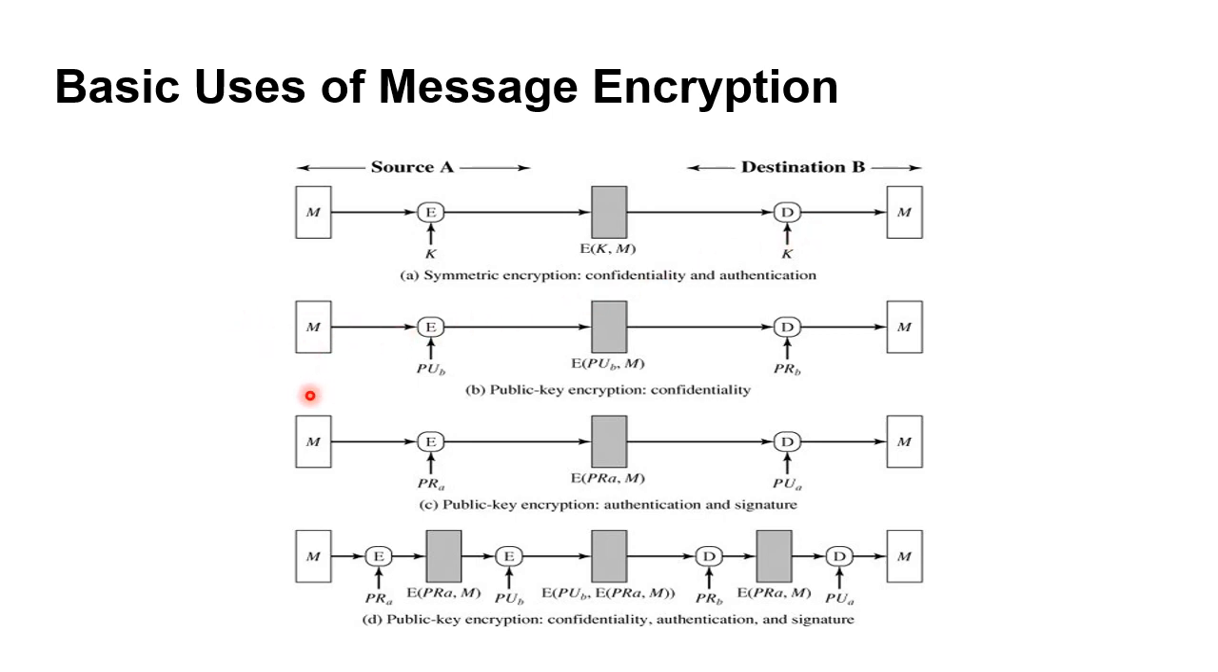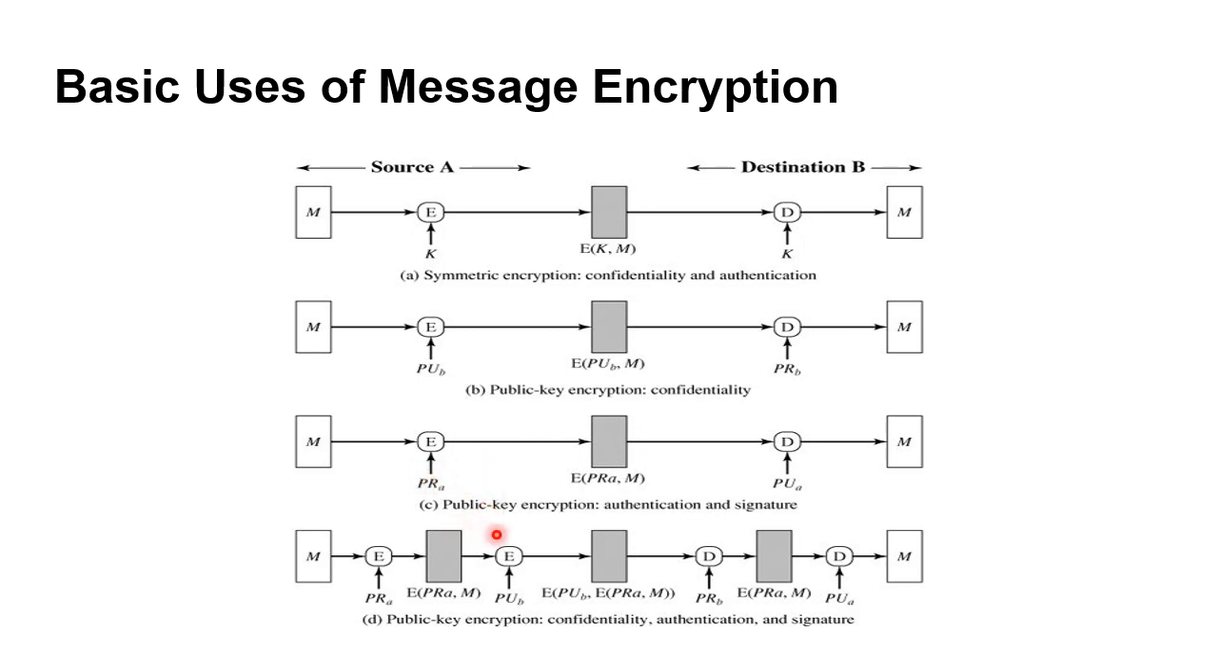And next, the second diagram tells about public key encryption. When I am talking about public key, it is about using two keys. Here also it ensures confidentiality. The message is encrypted using the public key of the user, and then when the receiver receives it, he decrypts the message using the private key.